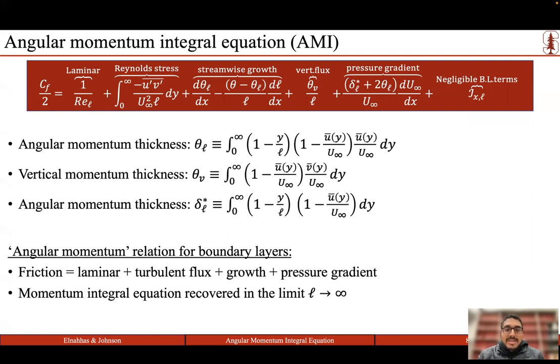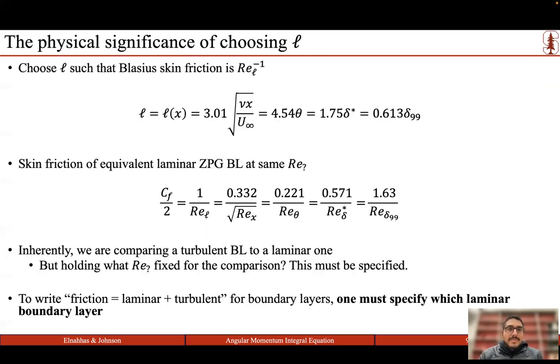This equation is consistent with previous existing decompositions or relationships, in the sense that when L goes to infinity, we recover the von Karman momentum integral equation, and it recovers the same properties of Fik for internal flows.